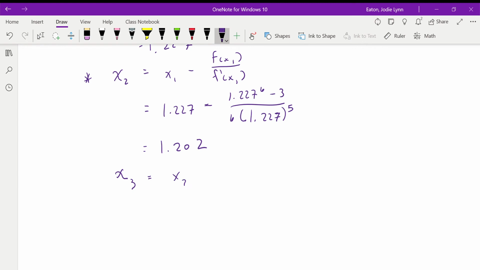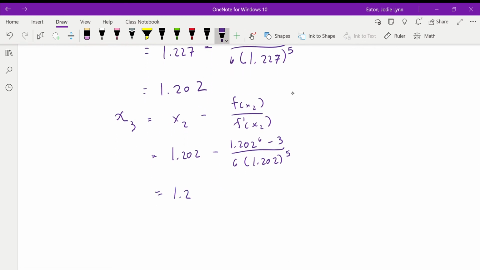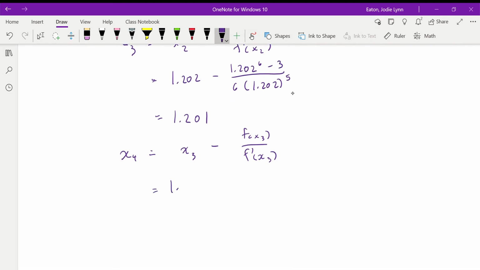which is x2 minus f of x2 over f prime of x2, which is 1.202 minus (1.202 to the 6th minus 3) over (6 times 1.202 to the 5th), which equals 1.201. We can try an x4. I'm not going to write everything out. We get x3 minus f of x3 over f prime of x3. And here we get, again, 1.201.